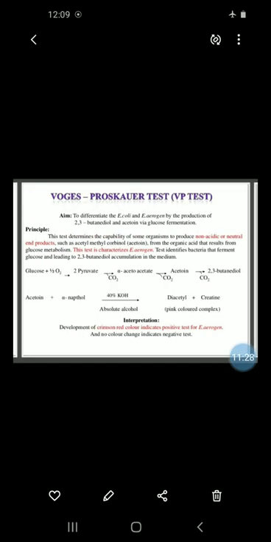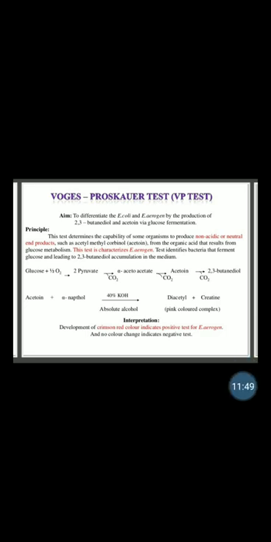Next we will see the third test, that is the Voges-Proskauer test, the VP test. What is the aim of this test? To differentiate E. coli and E. aerogenes by the production of 2,3-butanediol and acetone via glucose fermentation.